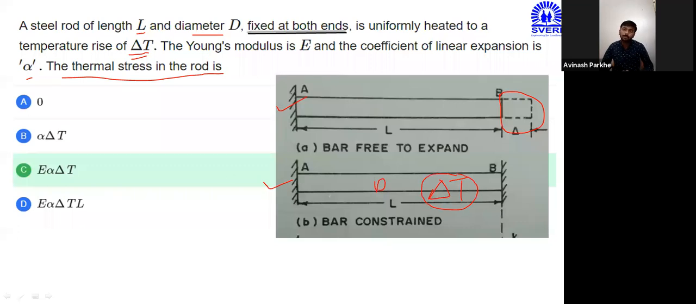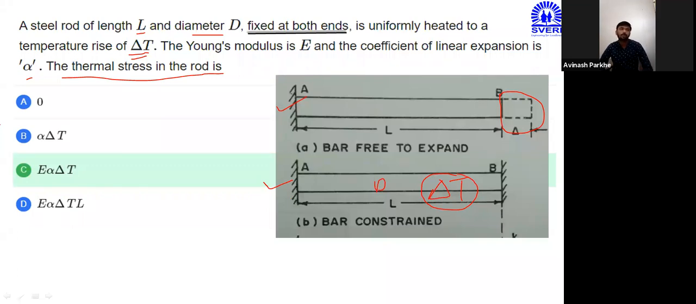And due to this constrained condition, being fixed from both sides, there is a development of thermal stress. Here I can easily say that thermal stress will be developed because the body is totally constrained. Then what will the thermal stress be? That answer we have to identify from these four options. So what will be the answer? Please tell me.